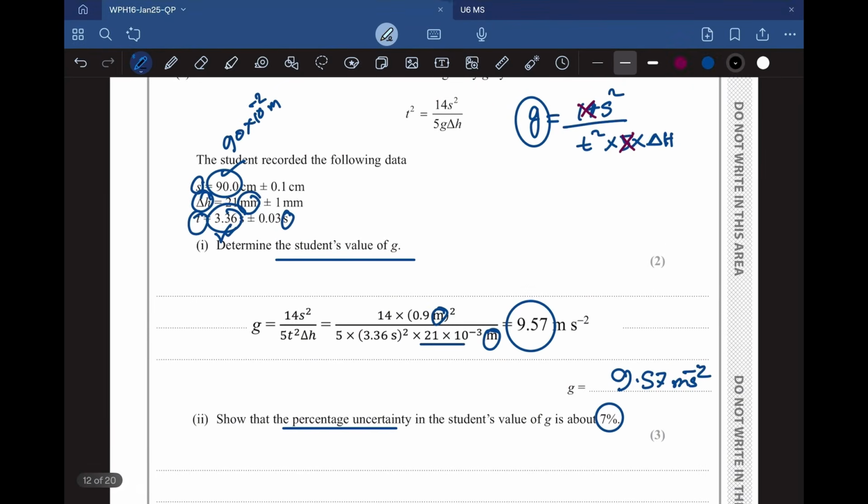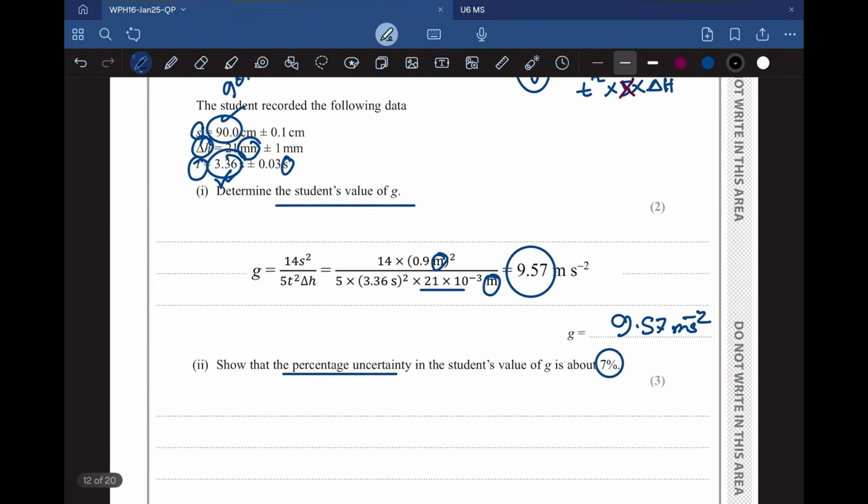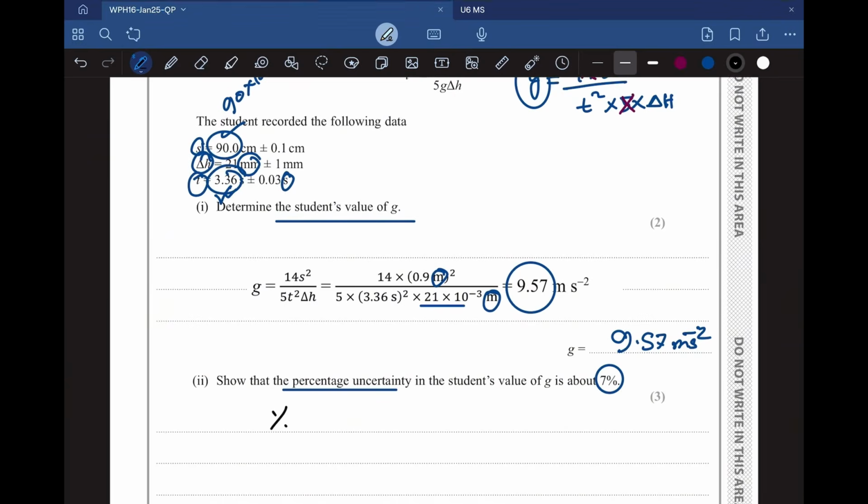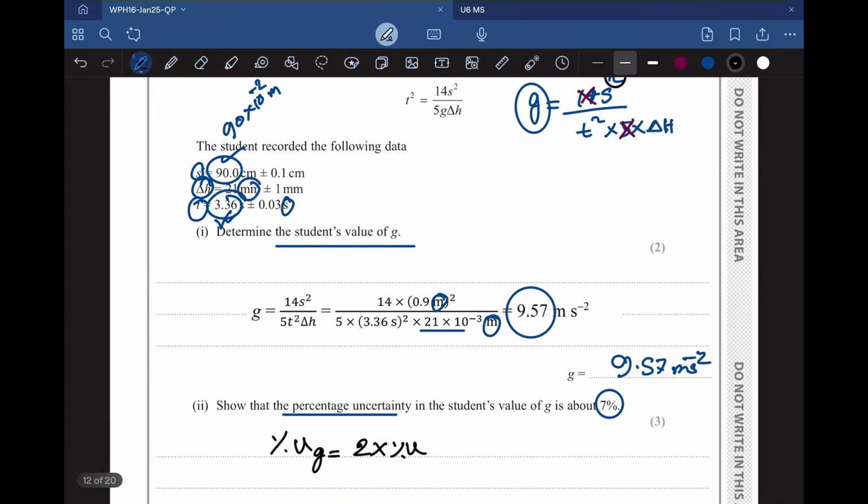As there is s squared, we know the power needs to be multiplied. So percentage uncertainty in g is equal to 2 into percentage uncertainty of s plus 2 into percentage uncertainty of t, because in percentage uncertainty, though s and t are in division form, we will always add them because the percentage uncertainties need to be added always.